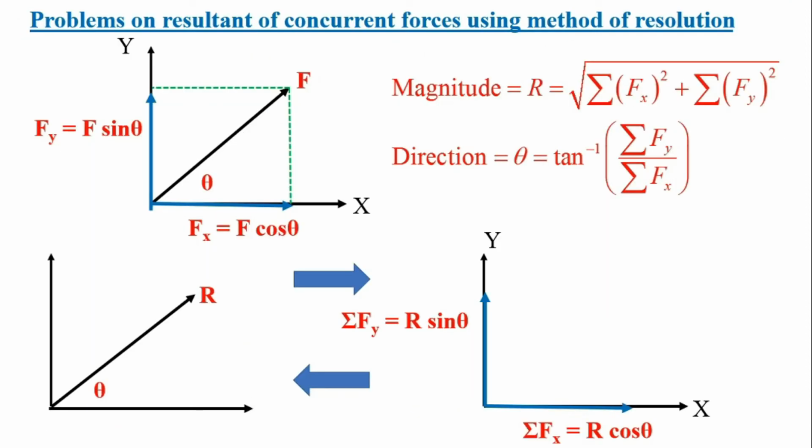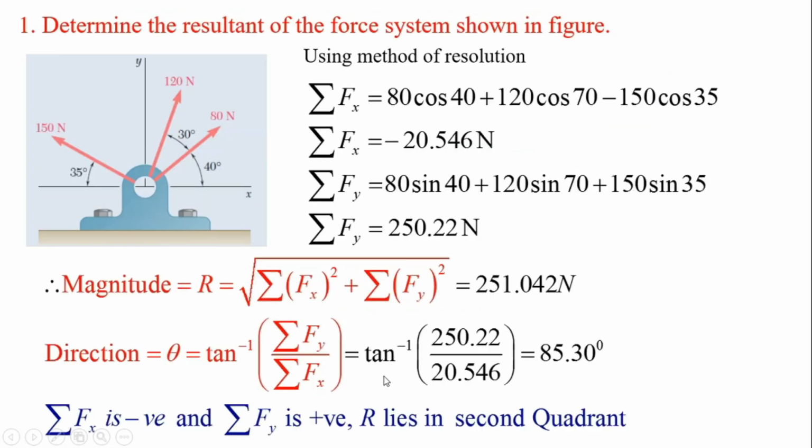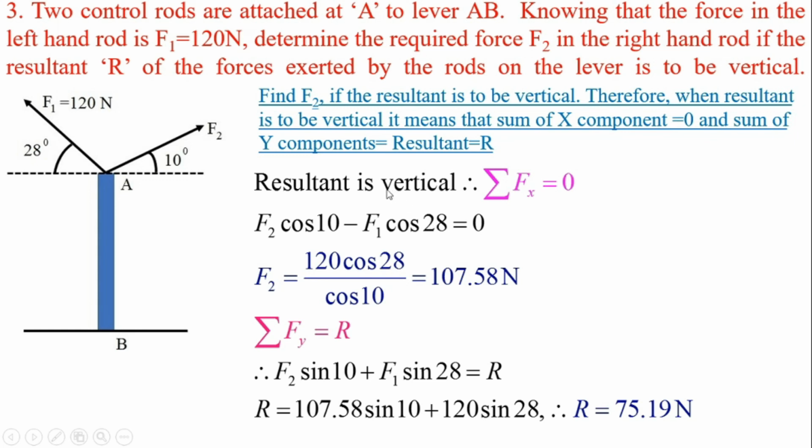Again, let us come to this figure. This is the resultant R, this is the direction of the resultant, and hence summation Fx is equal to R cos theta, summation Fy is equal to R sin theta. But if the resultant is acting in the vertical direction, its x component will be equal to 0, meaning summation Fx will be equal to 0 and summation Fy will be equal to R sin 90, because the resultant is acting along the y direction. So summation Fy will be equal to R and summation Fx will be equal to 0. In this problem we have to use that condition: when the resultant is vertical, summation Fx is equal to 0 and summation Fy is equal to R.